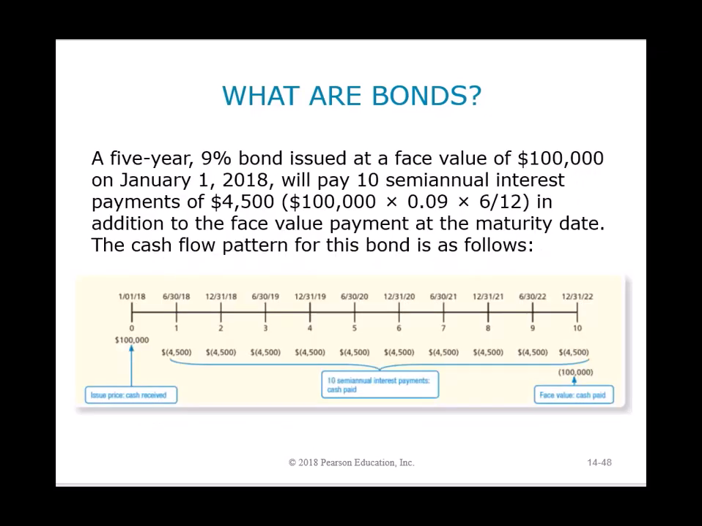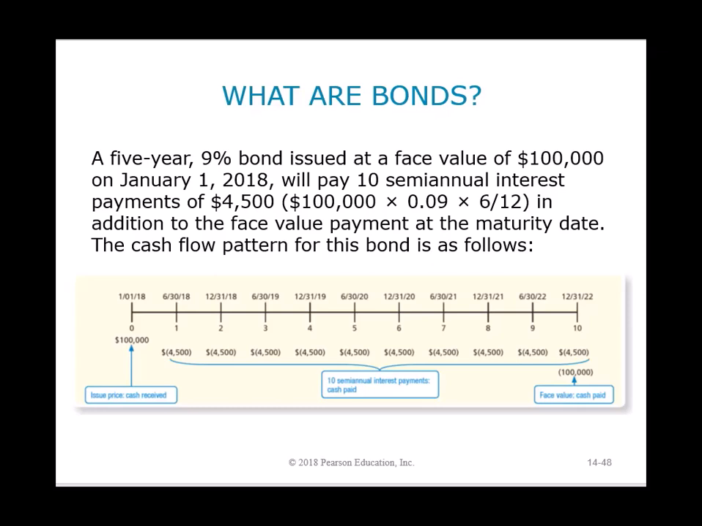All right, so let's look at an example. A 5-year 9% bond issued at face value of $100,000 is going to pay 10 semi-annual interest payments of $4,500, and that's just the $100,000 face value of the bonds times the 9% interest rate, multiplied by 6 over 12 because it's going to be paid twice a year. So we're not paying 9% twice a year, we're paying 4.5% twice a year for an annual rate of 9%.